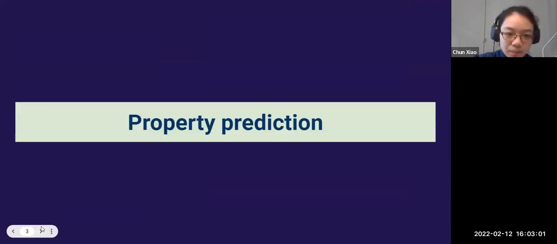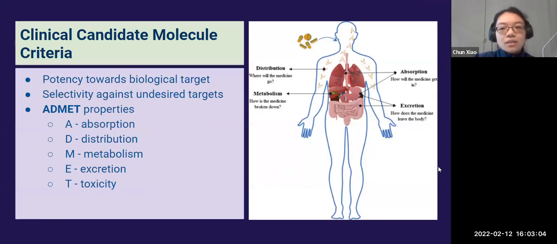First, we'll be talking about property prediction. So let's discuss what are the properties that we're actually looking for. Here I have listed some clinical candidate molecule criteria, which are the criteria that we look for when we're trying to see if a molecule is suitable to become a drug. First of all, we need to see if it is potent towards the particular biological target that it is specific for. As in, does it have the effect that we want it to have? And does it target the molecule or the protein or the enzyme that we want it to target?